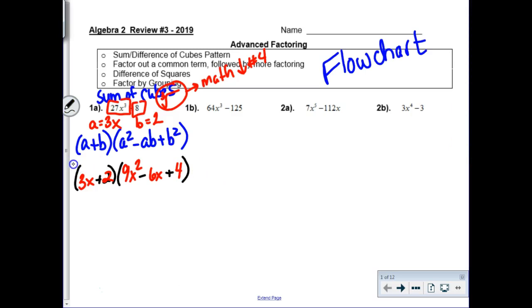The cubic pattern is awesome because once you use it, you never have to return to that question and factor further. It's always just done. Alright, moving along to number 2. Back to the top of the flowchart.